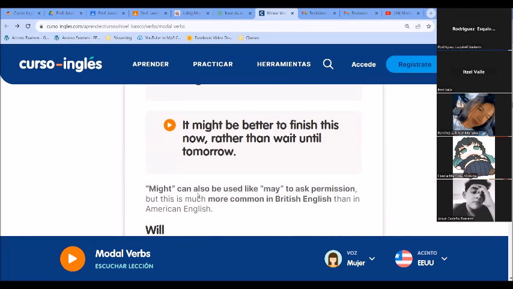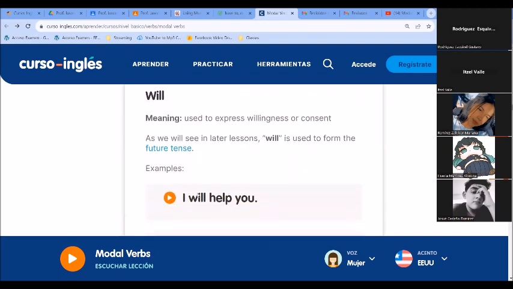Next one, like I mentioned, will. Are you with us? And while we search, I only see some names. So don't forget to put your full name and group in the chat.